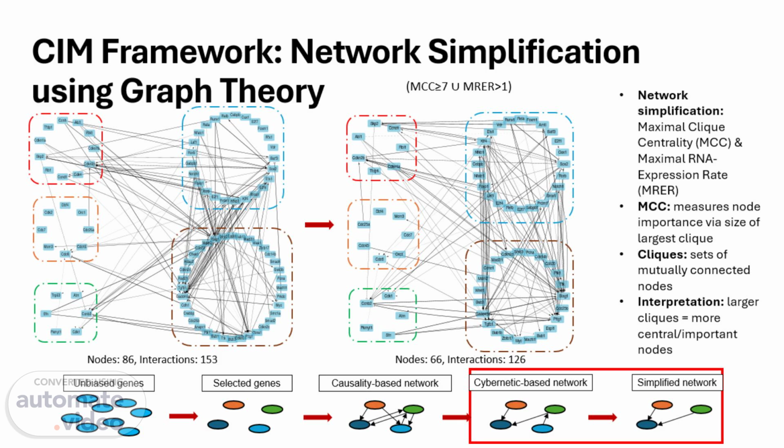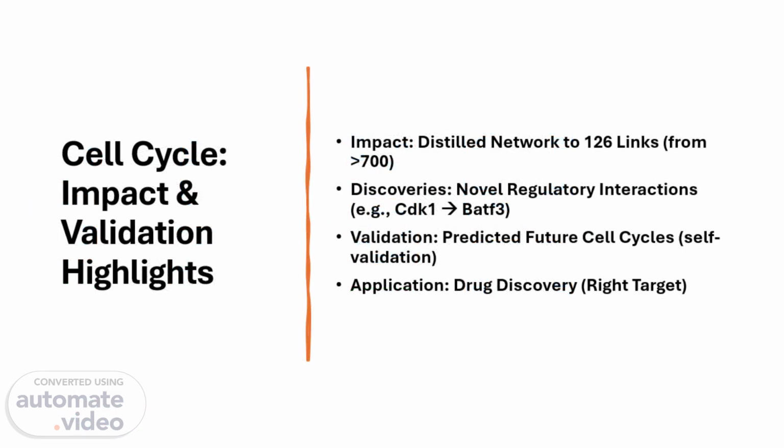We successfully reduced the network from 86 nodes and 153 interactions to 66 nodes and 126 interactions, retaining only the most critical regulatory components while maintaining an MCC score of 7 or higher and an MRER greater than 1, indicating strong functional relevance. The impact of this cell cycle regulation study is substantial.